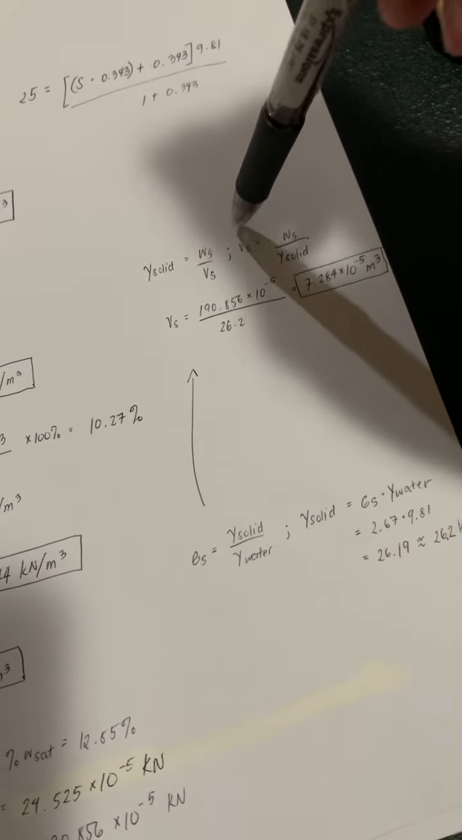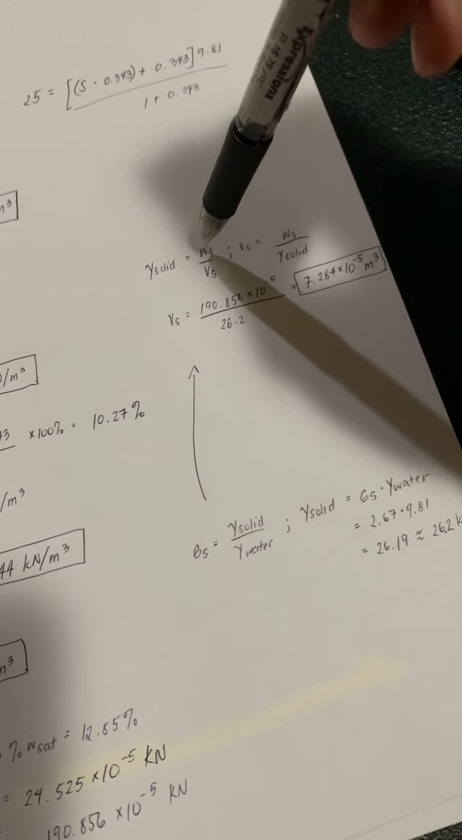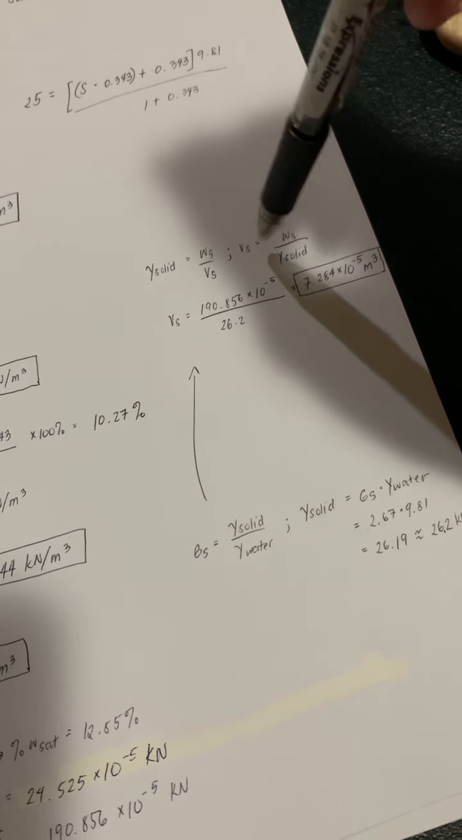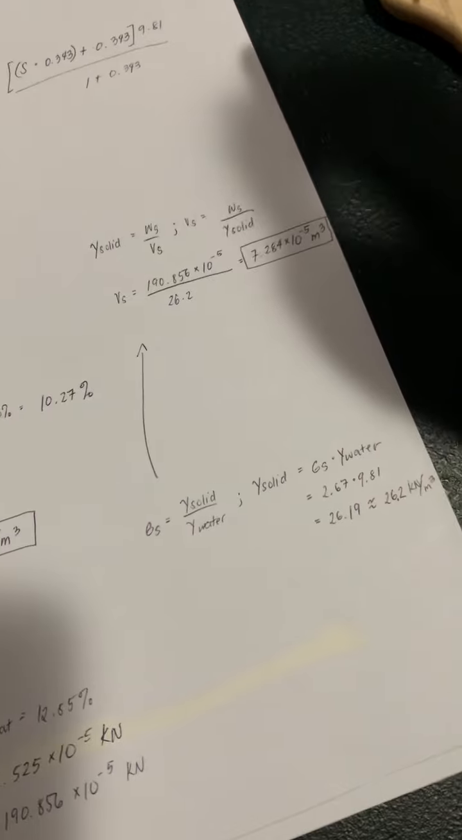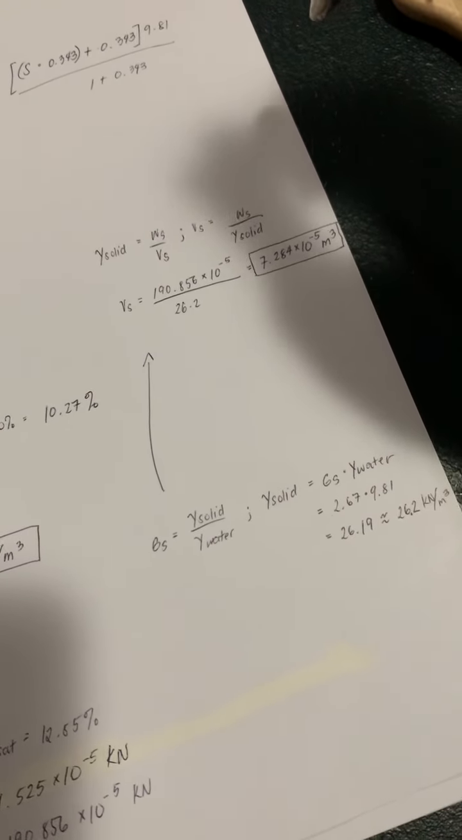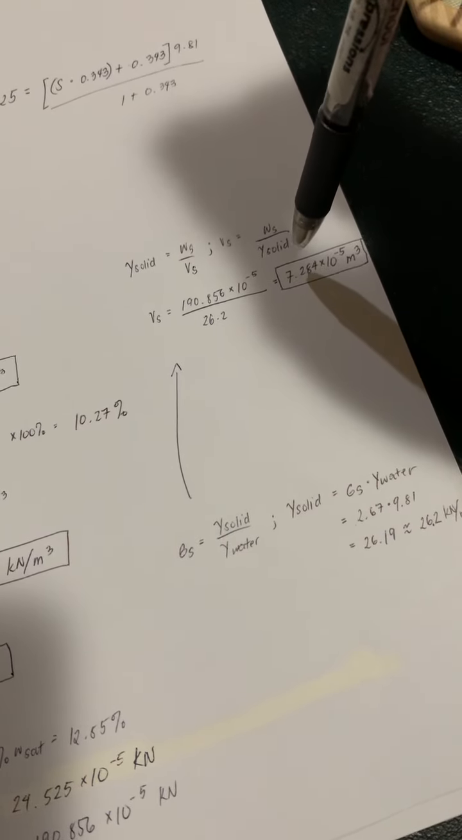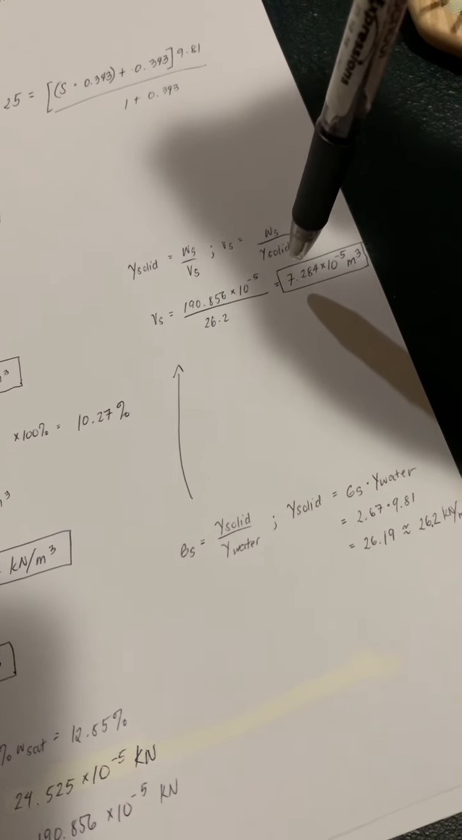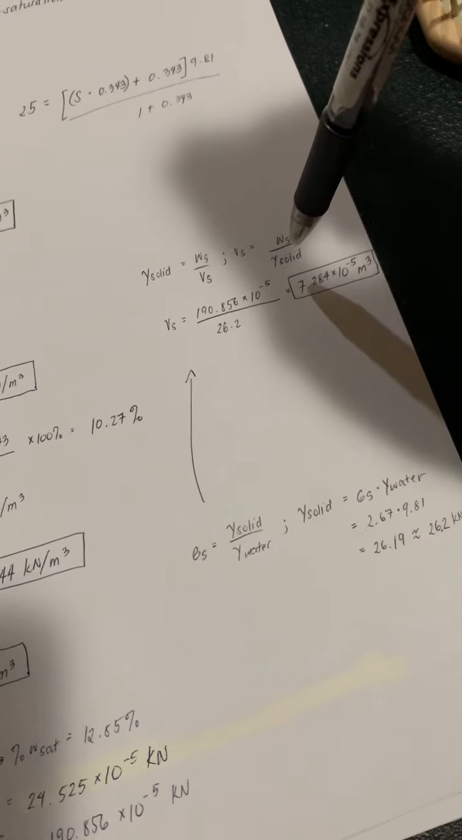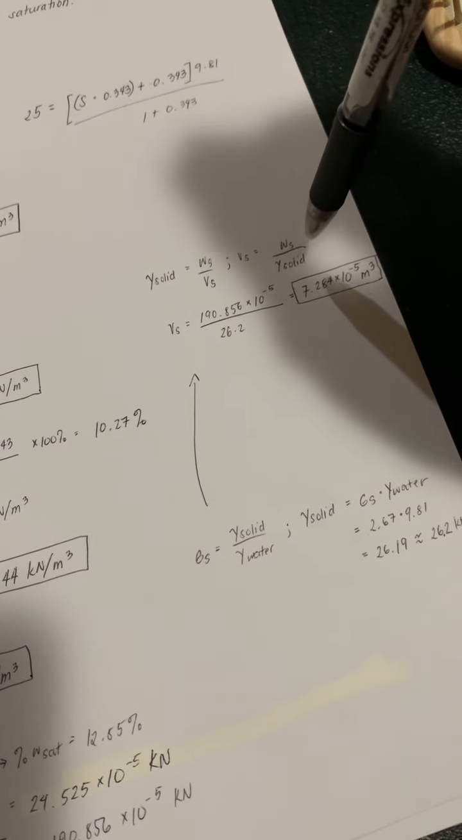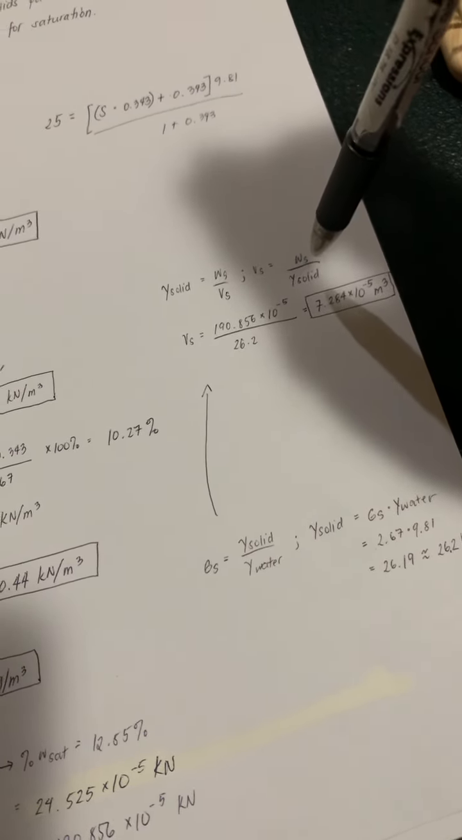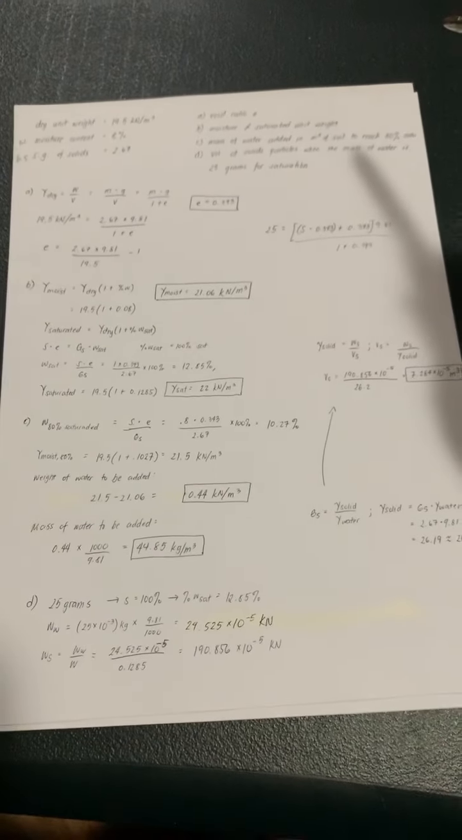And then I used this formula again to get the volume of the solid. And then I got 7.284 times 10 to the negative 5 meters cubed. So that's how I did my number 1.